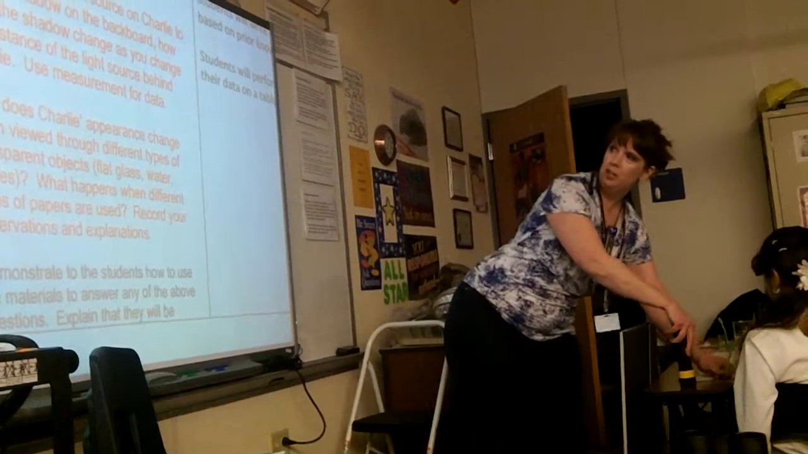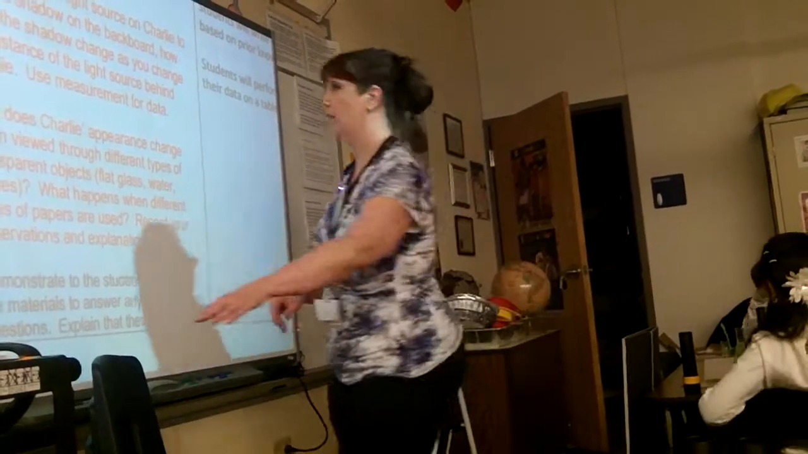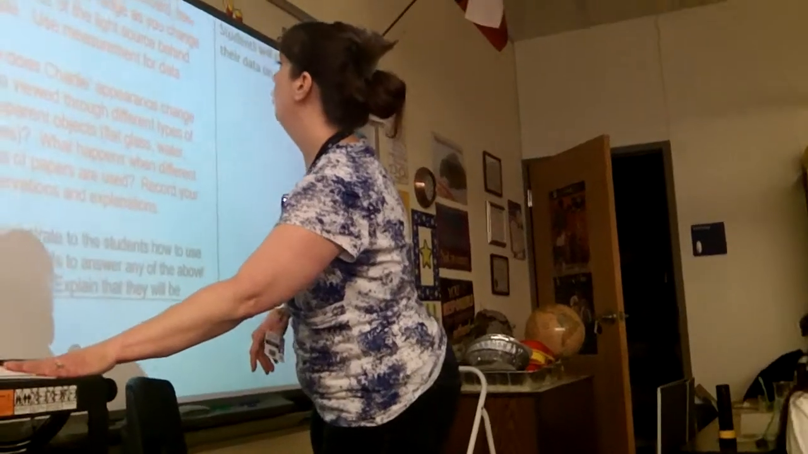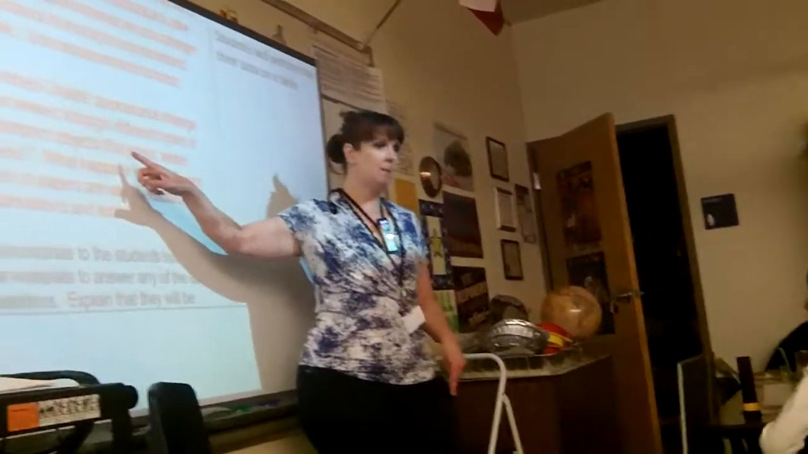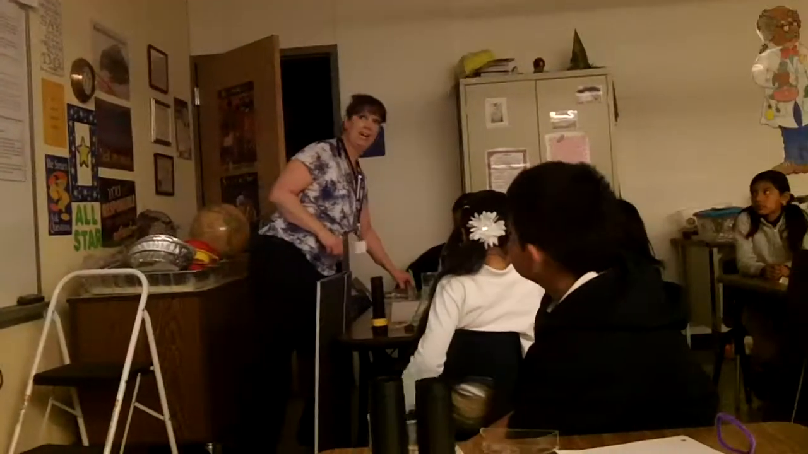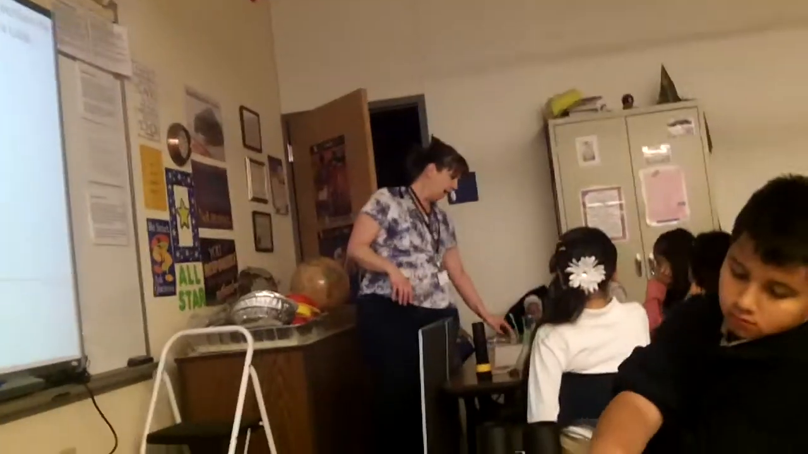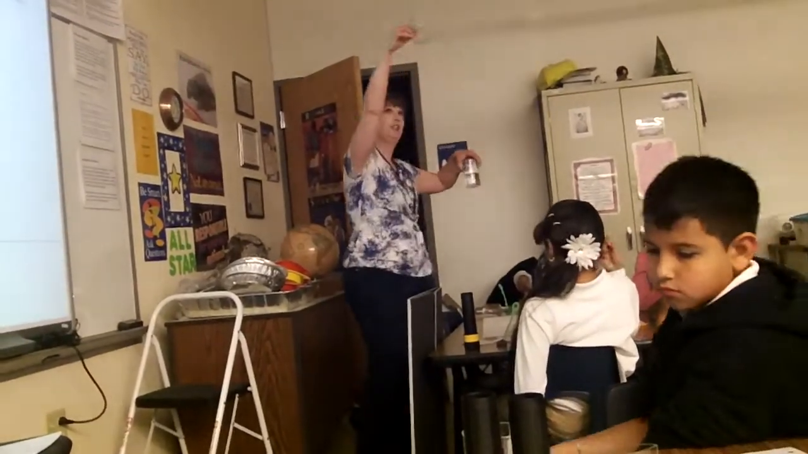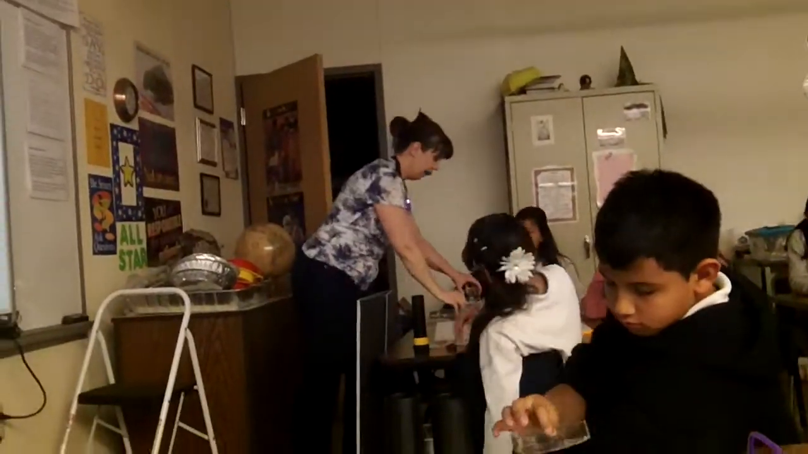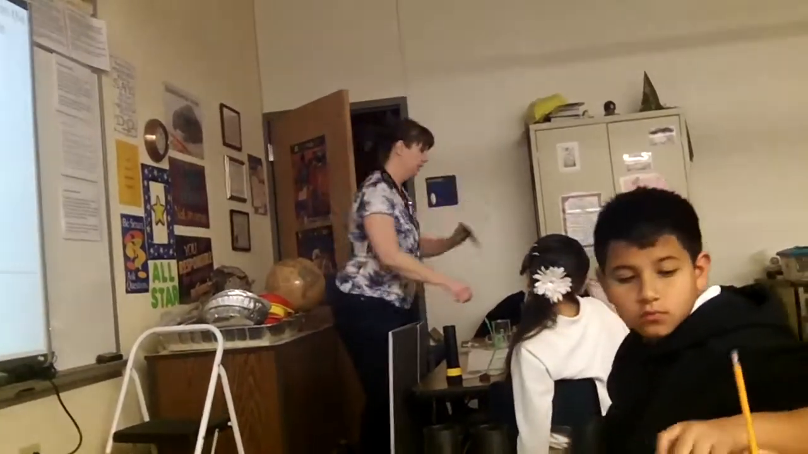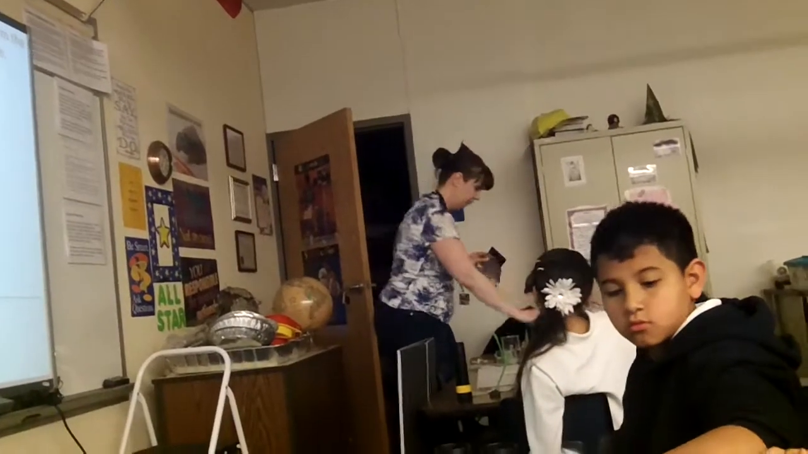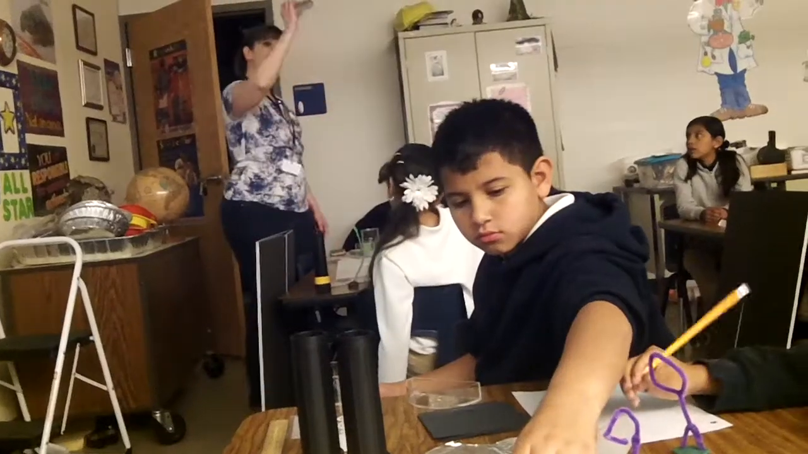Okay? The third choice is, how does Charlie's appearance change when viewed through different types of objects? Some objects are transparent. For example, we have the flat glass, right? We have water, and you may put water in these containers. Some of them are the half moon, and some of them are these. You have this kind of material, this kind of material, this kind of material, and this kind of material, right? And you have this kind of material.